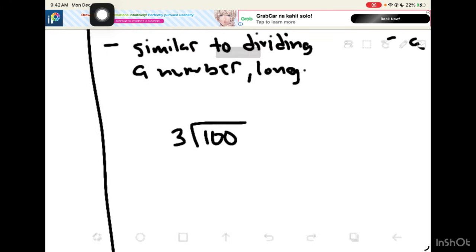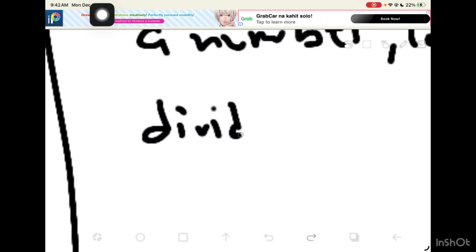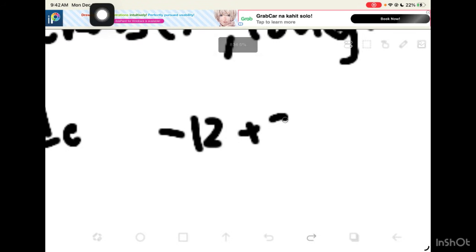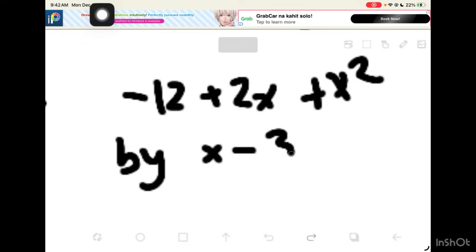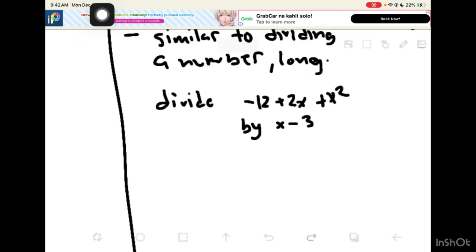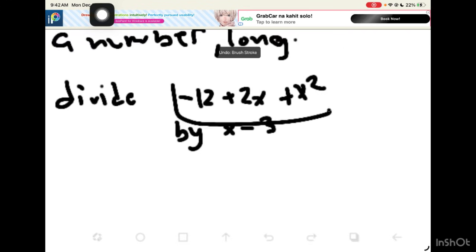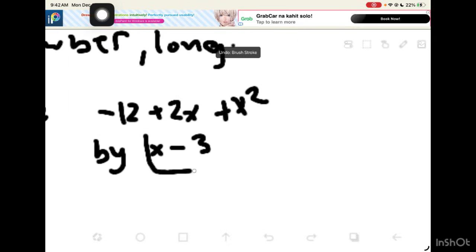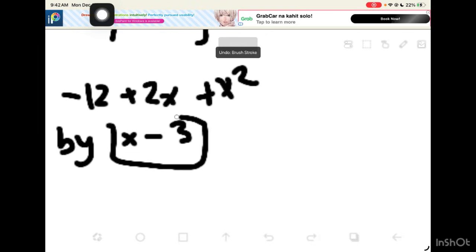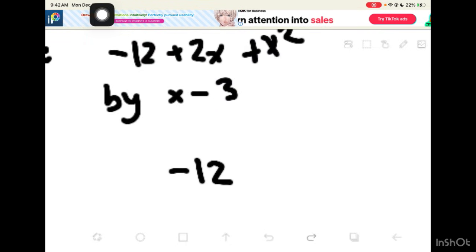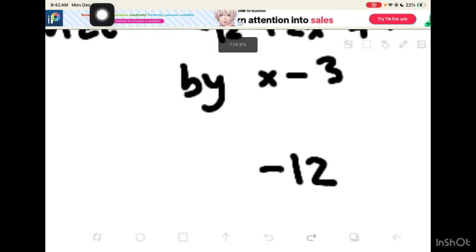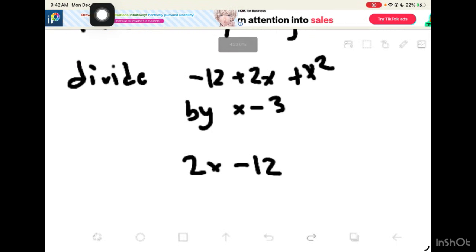Now, long division is very similar to that, and I'll show you how to do it. So let's try to divide negative 12 plus 2x plus x squared by x minus 3. Now, the first thing you want to do is make both your dividend and divisor be in standard form. Good thing this one's already in standard form, but here we need to rearrange it. So negative 12 goes last because it's the constant. Then 2x. Then x squared goes first.